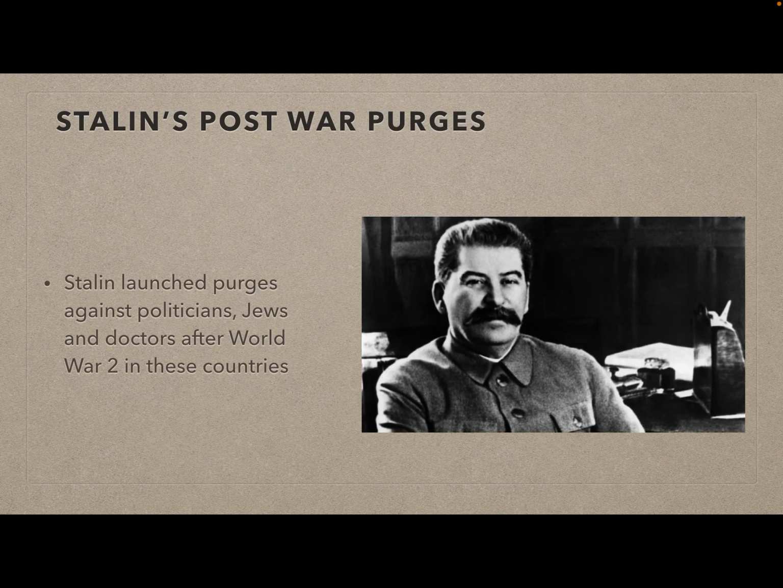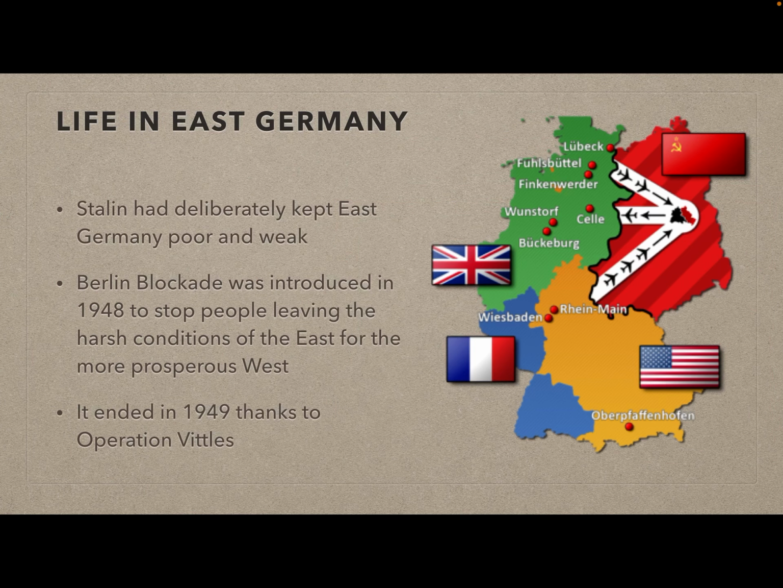Stalin again implemented another of his bloody purges after World War II, which we would have looked at when we were looking at life in the Soviet Union before World War II. He persecuted politicians, Jews and doctors, not only in the USSR but also in these Eastern European countries. Now, Stalin had deliberately kept East Germany poor and weak. If you remember, Germany was divided into 4 zones, with the USSR having control over East Germany. We saw how he tried to stop the Allies' power in Berlin, which was in the Eastern Zone, with the Berlin blockade in the previous video.